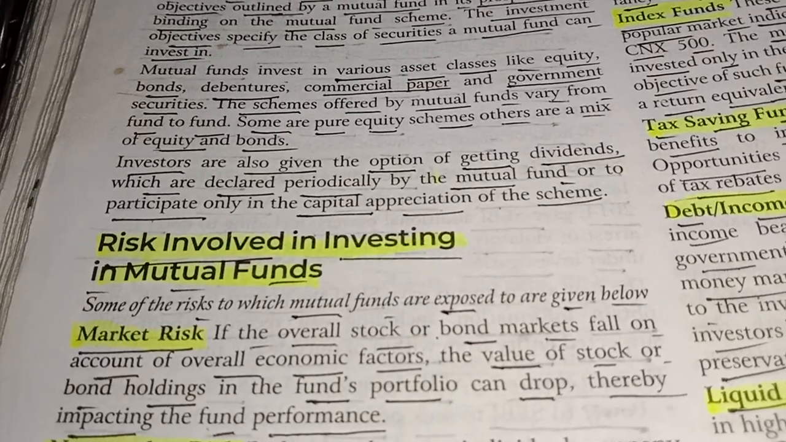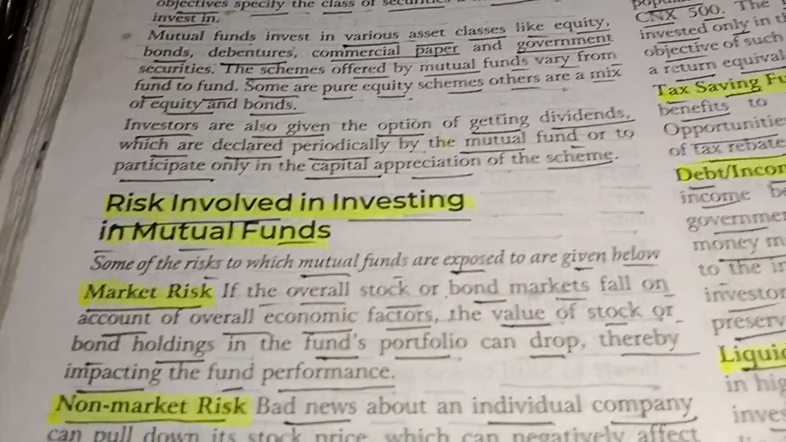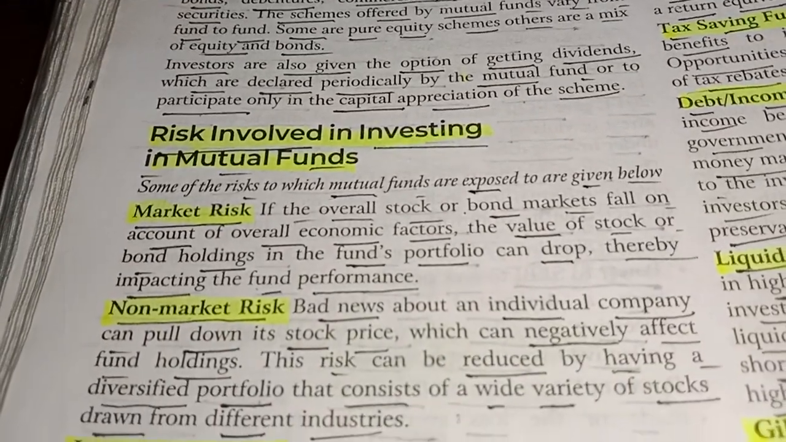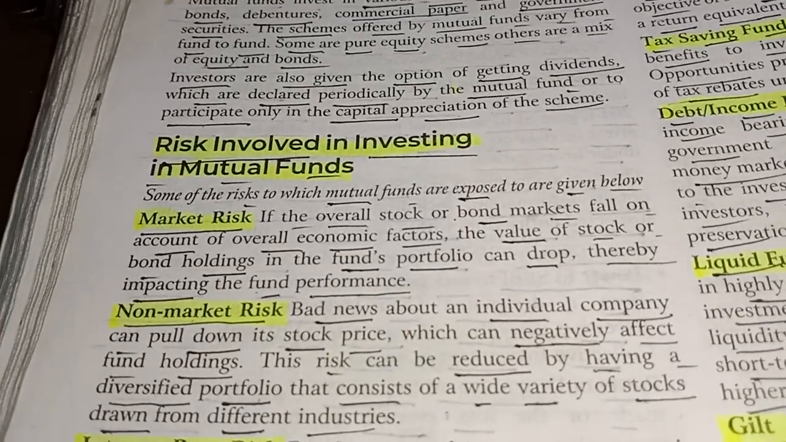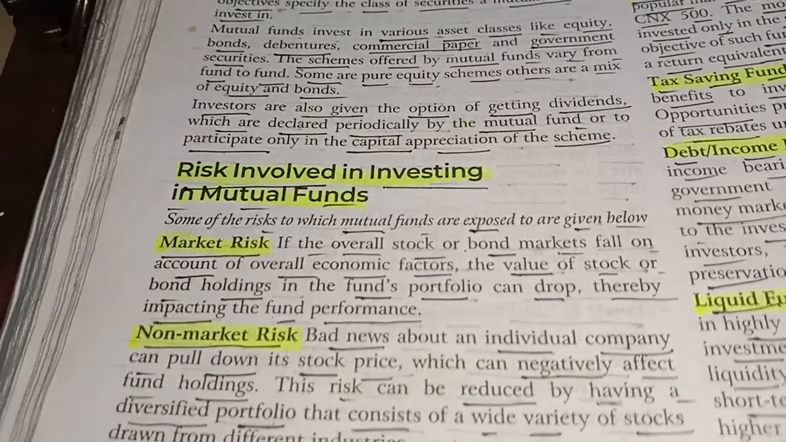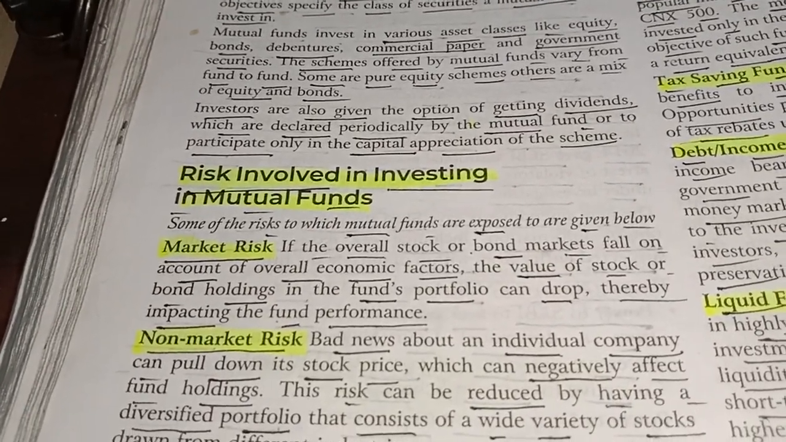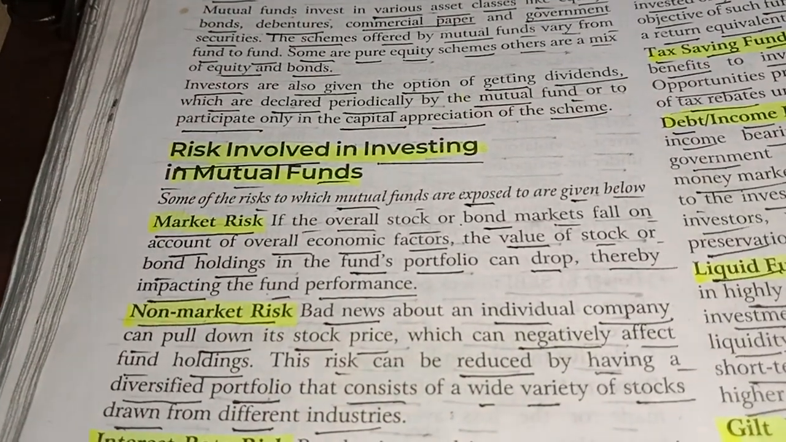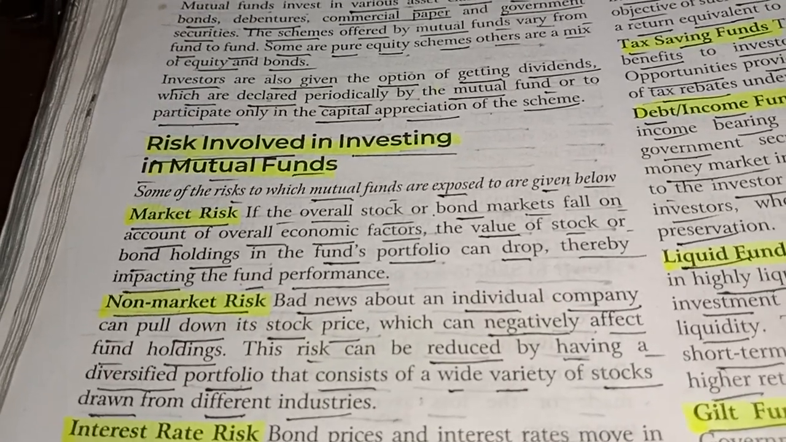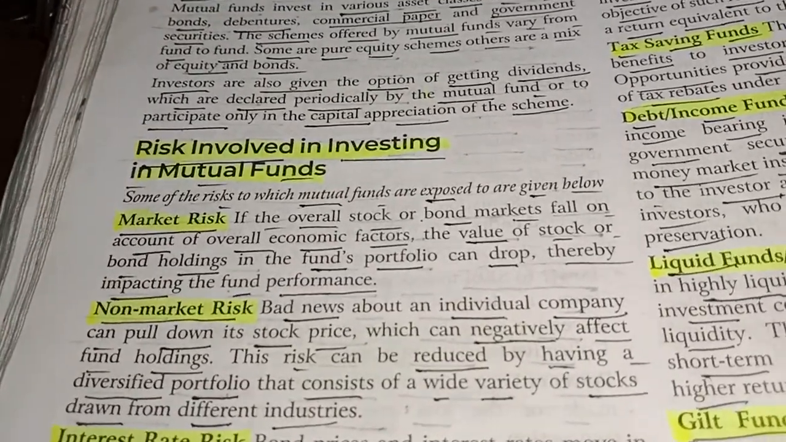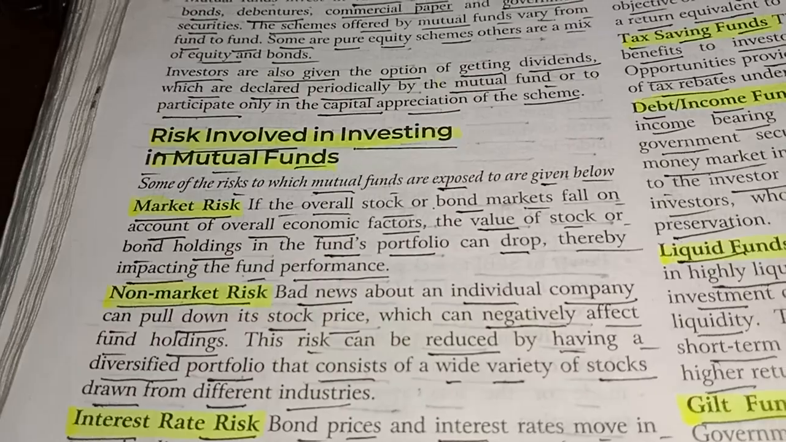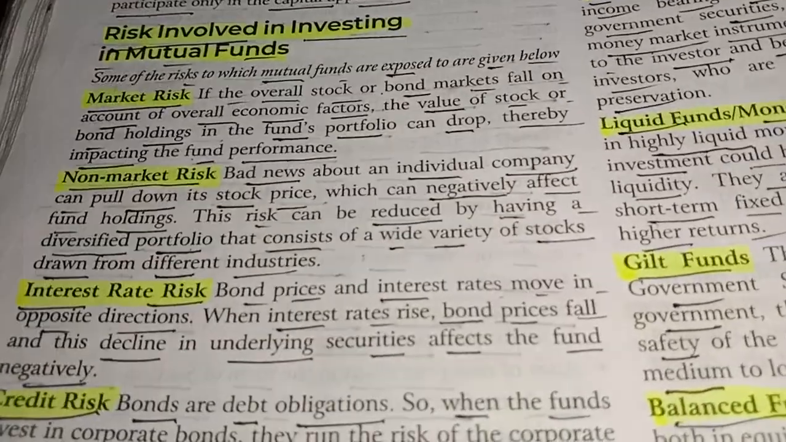Risk involved in investing in mutual funds. Some of the risks to which mutual funds are exposed are given below. Market risk. If the overall stock or bond markets fall on account of overall economic factors, the value of stock or bond holdings in the fund's portfolio can drop, thereby impacting the fund performance. Non-market risk. Bad news about an individual company can pull down its stock price, which can negatively affect fund holdings. This risk can be reduced by having a diversified portfolio that consists of a wide variety of stocks drawn from different industries.